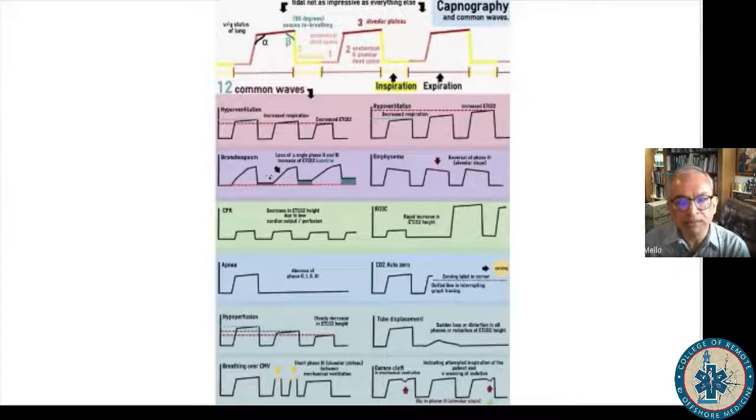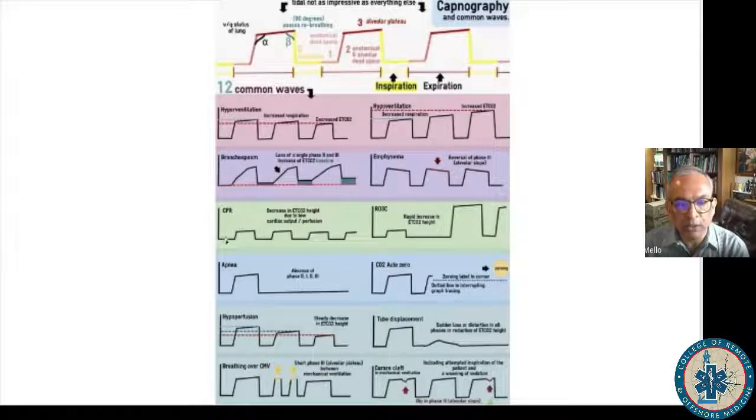In bronchospasm, and that can be also due to asthma, rather than just a bronchospasm caused iatrogenically, you have the loss of the alpha angle, and you've got what we call a shark fin waveform. In emphysema, which is more restrictive, phase 3 is reversed, and you can see the sloping down of the plateau, the alveolar plateau.